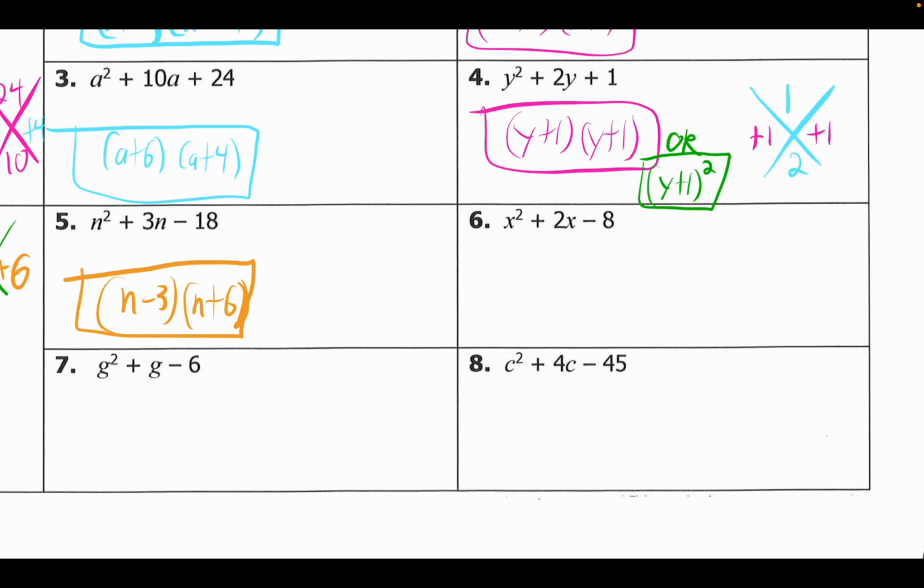Number 6 here, make my parenthesis, or make my x. 1 times negative 8 is negative 8. 2 on the bottom. Numbers that do the trick are going to be a negative and a positive, and it's going to be negative 2, positive 4. X minus 2, x plus 4.